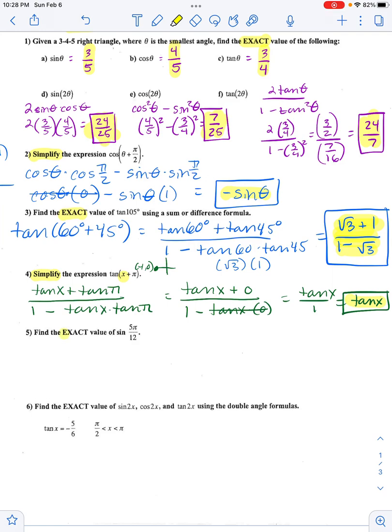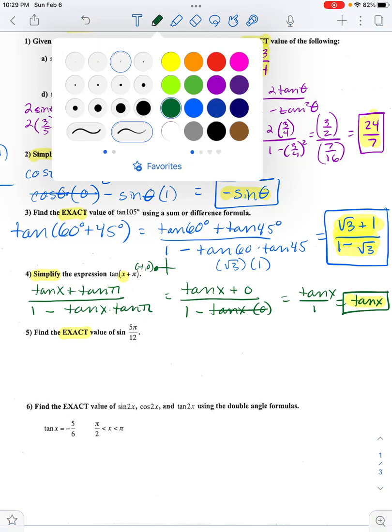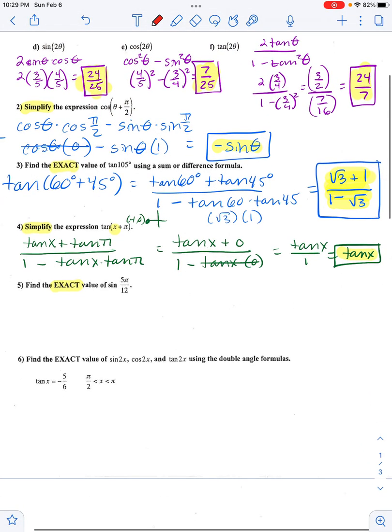So here it says to find the exact value. That's going to mean that I need to split it up so that I can find a number. So of course, this one's asking me to find the value, meaning number, rather than simplifying, meaning I might have an x still. So we've talked about how to do this.